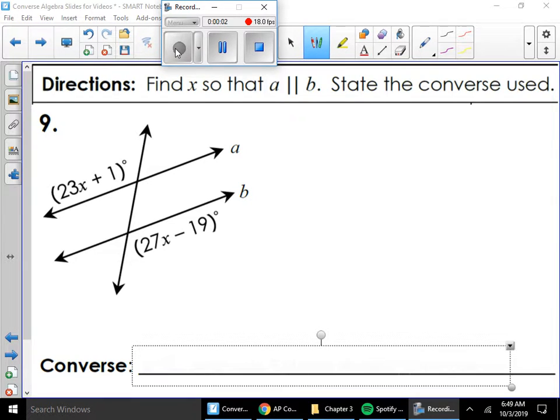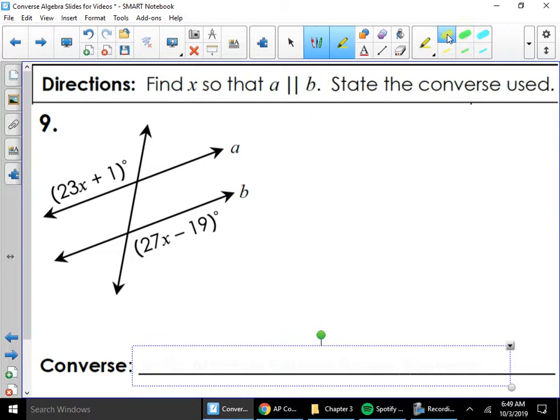All right, last two examples. We'll go ahead and do one of each, one with congruence and one with supplementary. So if you're looking at 9, notice that we have angles that are on the opposite sides of the transversal. One's on the left, one's on the right, and they are outside of our two lines A and B. So they are alternate exterior angles.